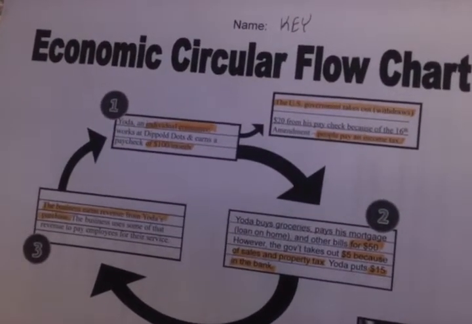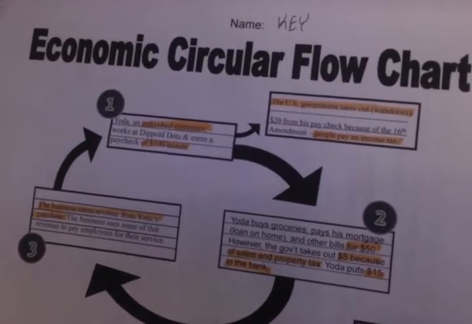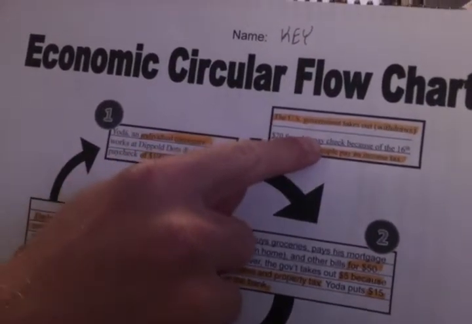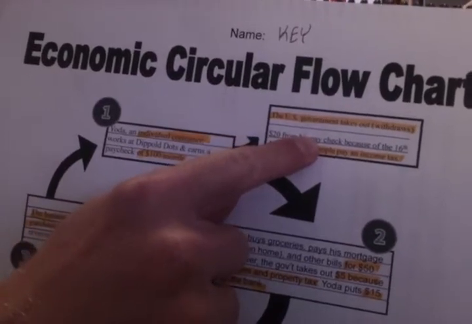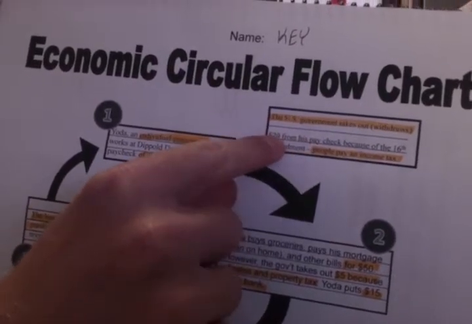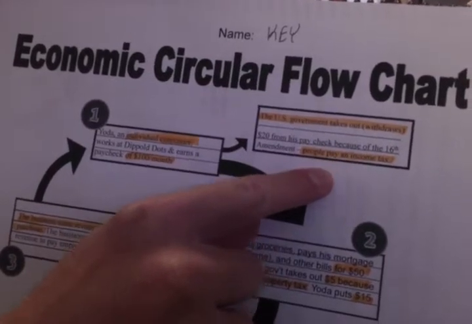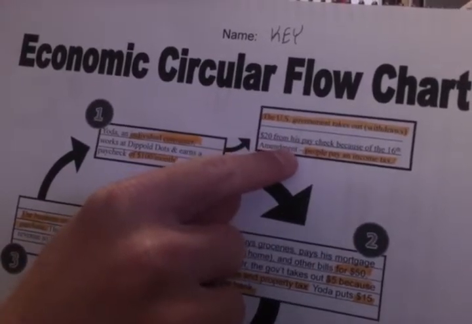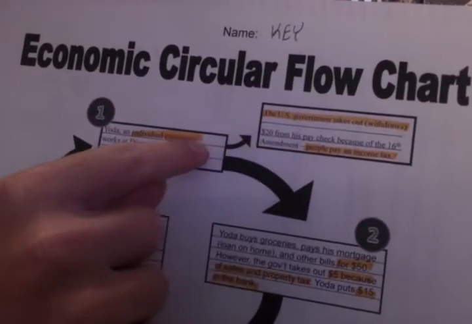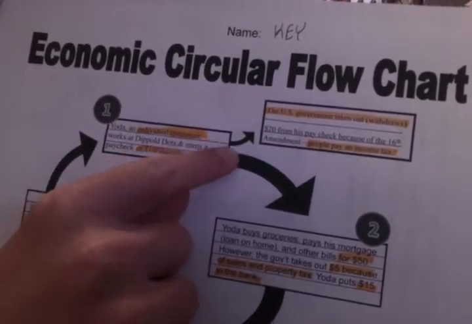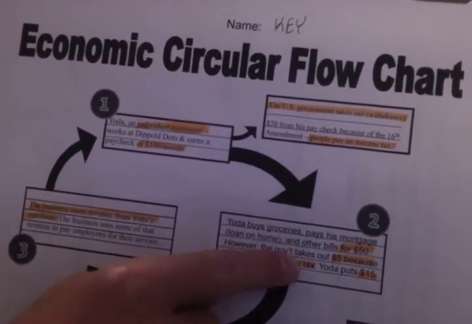and he earns $100 a month. With that $100, okay, he has to first, the U.S. government withdraws money, okay, $20, because of income tax. That is given to the government by the 16th Amendment. After that is taken out, he has $80 left for those of you keeping track at home.